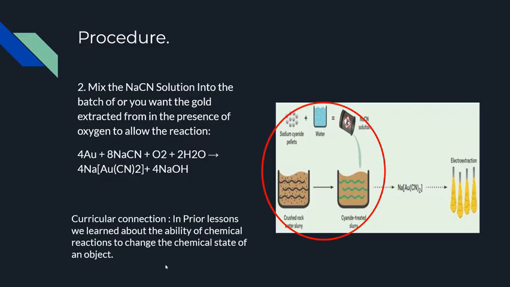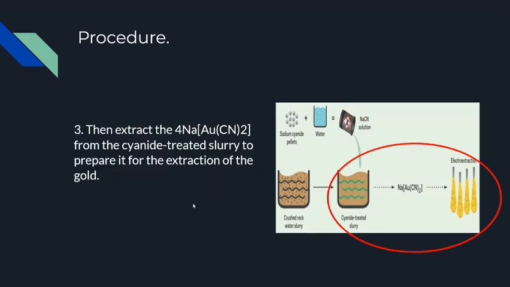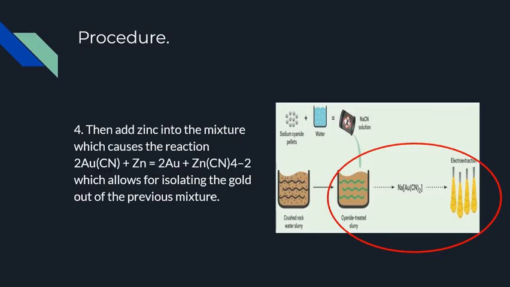And this is a curricular connection, because in prior lessons we learned about the ability of chemical reactions to change the chemical state of an object, and the gold is being changed into a liquid because it's originally a solid in the ore. Then we extract the gold cyanide compound from the cyanide treated slurry and prepare it for the extraction of the gold, because the gold is still mixed in with the cyanide at this point.